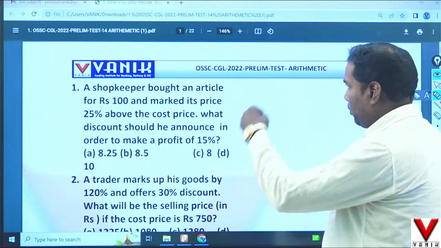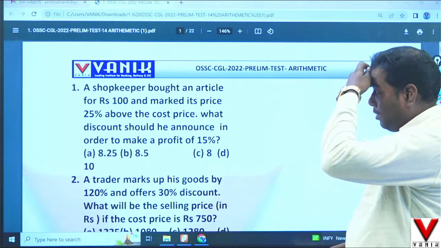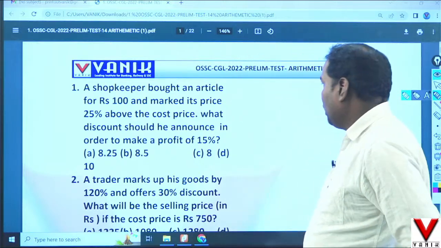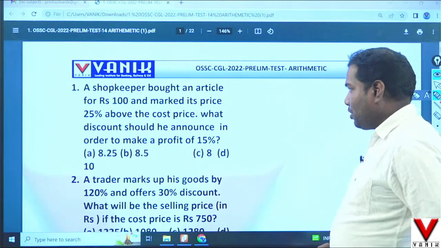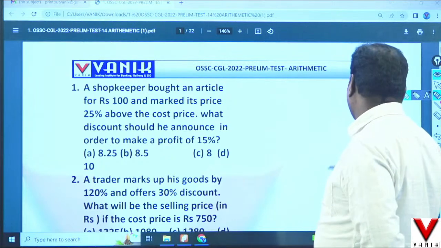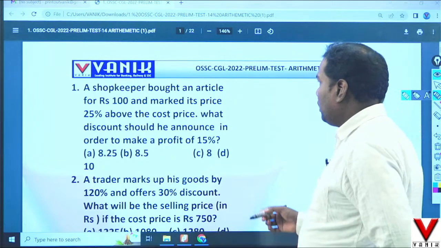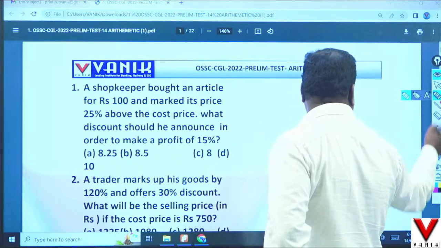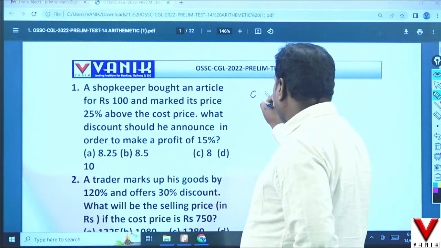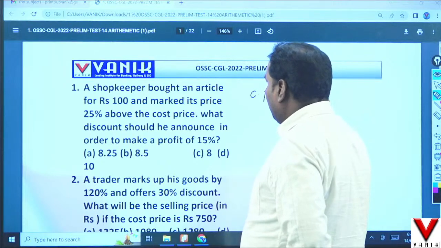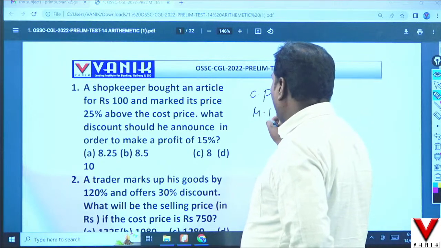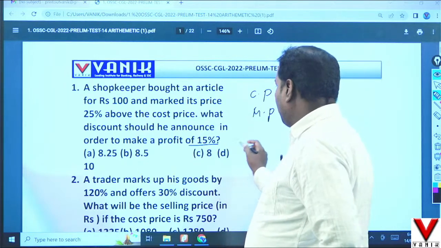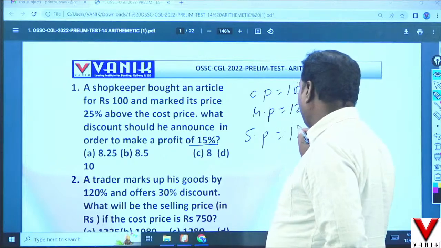A shopkeeper bought an article for 100 rupees and marked its price 25% above the cost price. What discount should be announced in order to make a profit of 15%? So here cost price is 100. Then mark price is 125. Then profit is 15%, so that selling price is 115.